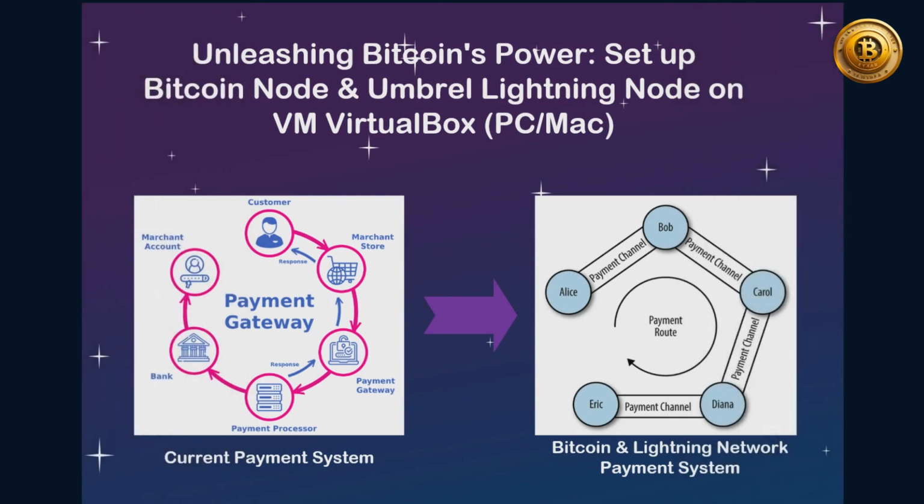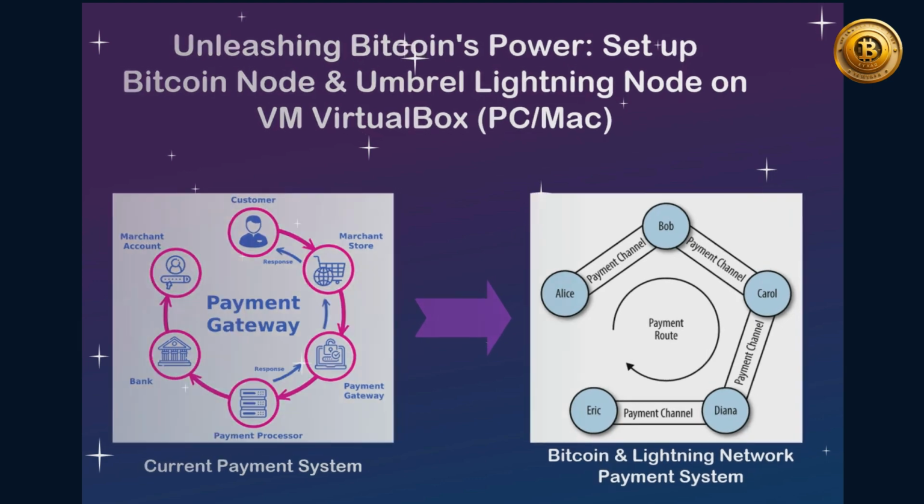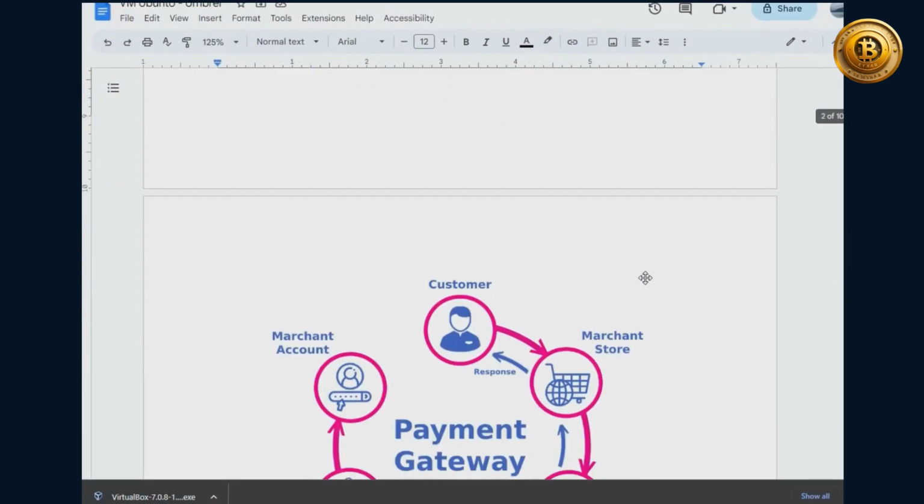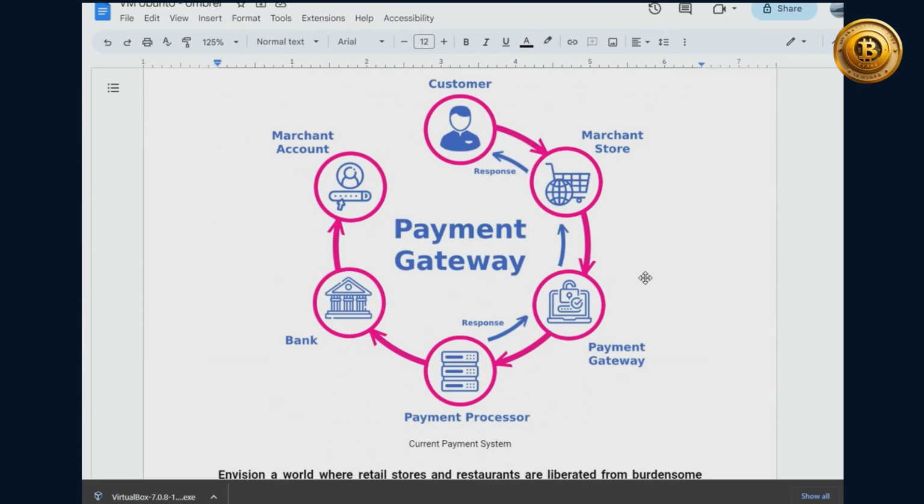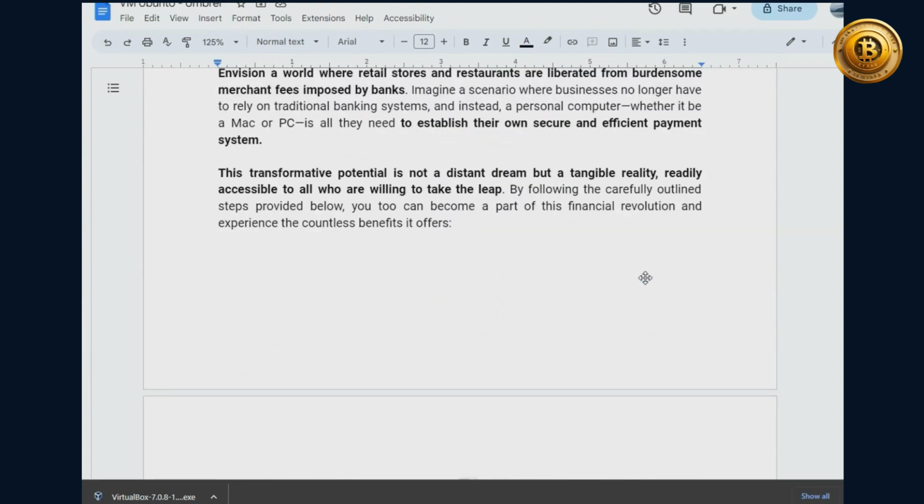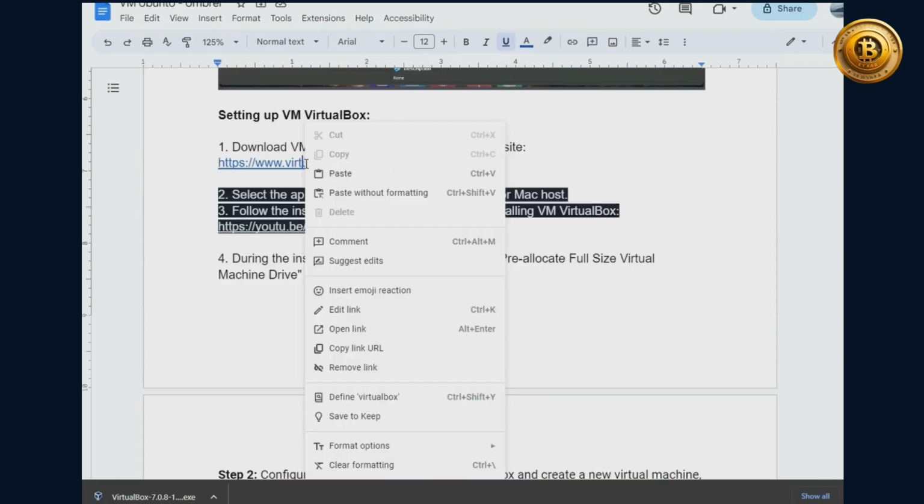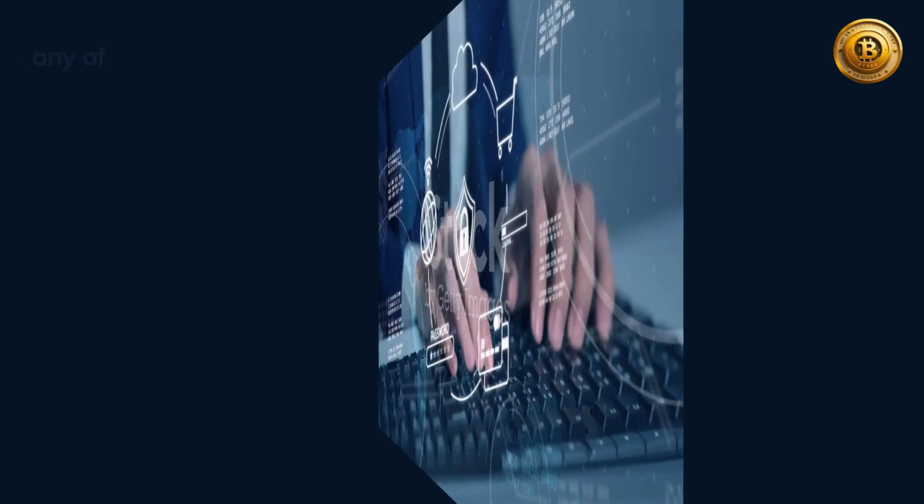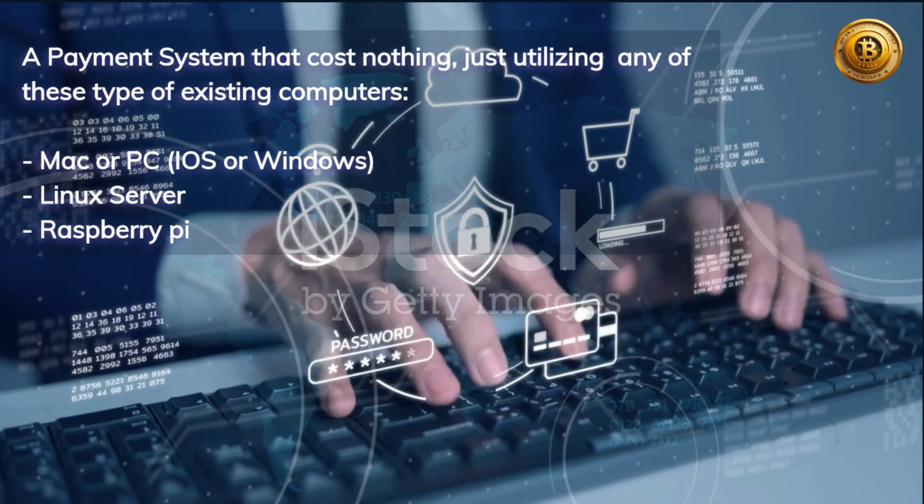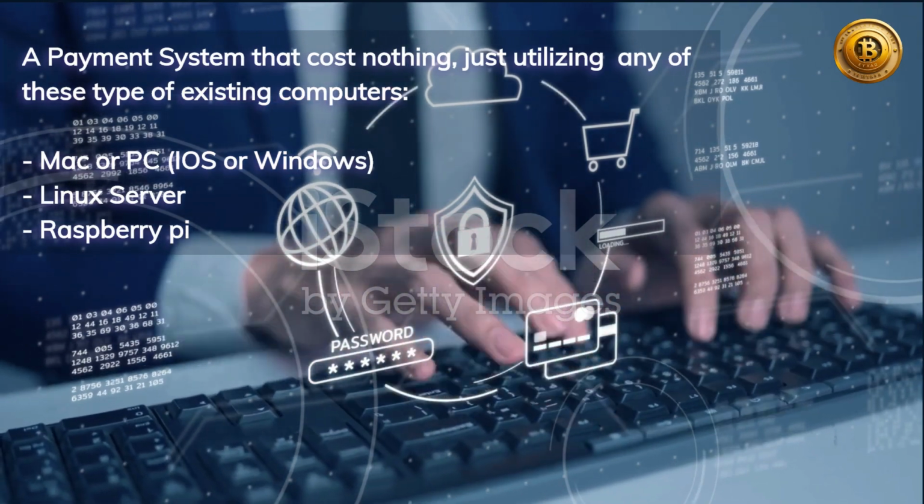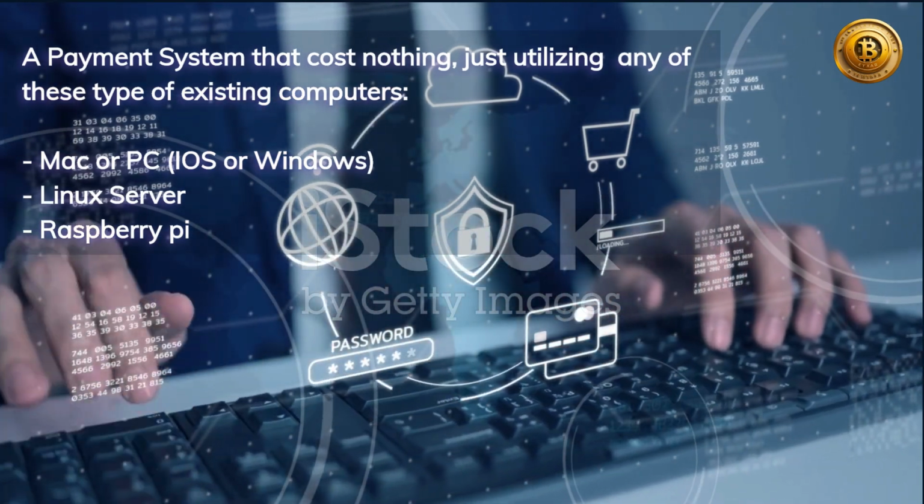Picture a world where anyone with just a personal computer can effortlessly run their own Bitcoin node and Lightning node simultaneously, seamlessly integrating it into their daily routine. This remarkable advancement not only empowers individuals with control over their finances but also ensures complete privacy, as there is no longer a need to place trust in external parties or undergo the cumbersome KYC, know your customer, process, a complete, trustless payment system.